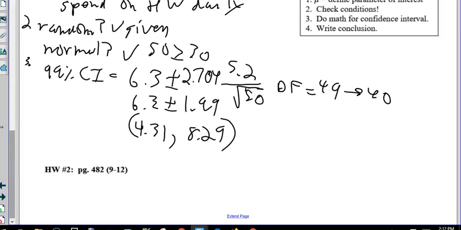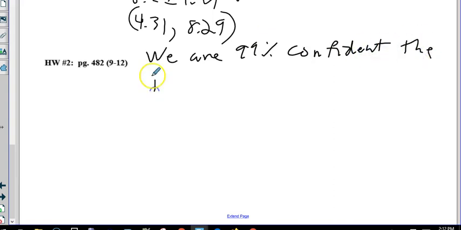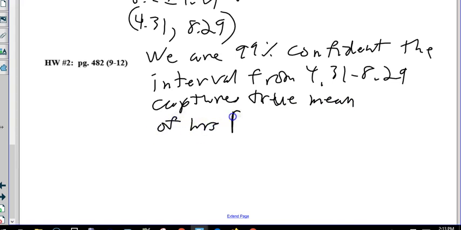And now we just have to write our sentence. Yep, we are 99% confident the interval from 4.31 to 8.29 captures the true mean of hours Rockwood Summit High School students spend daily on homework.